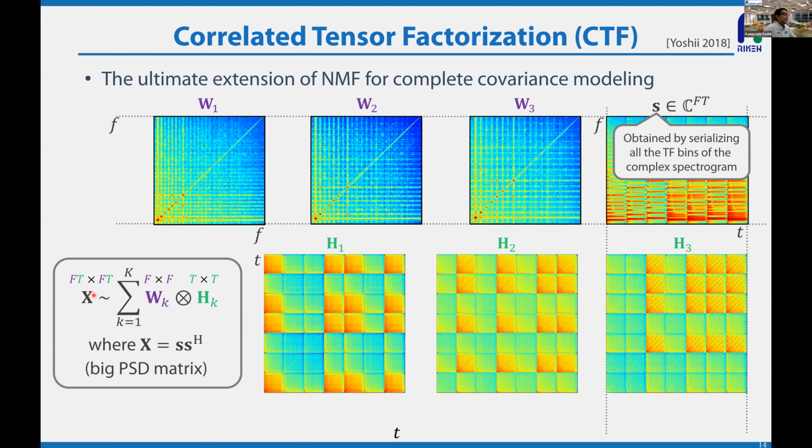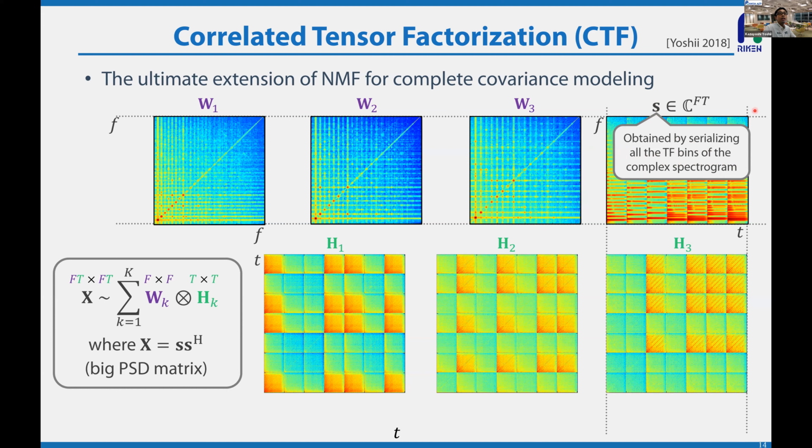So actually, this is the formulation. X is the observation. So there is only one observation here. X is an observed positive semi-definite matrix, which can be obtained by calculating the product of S and its conjugate transpose. So here, S is obtained by serializing all the TF bins of the complex spectrum. It's a very huge vector, right?